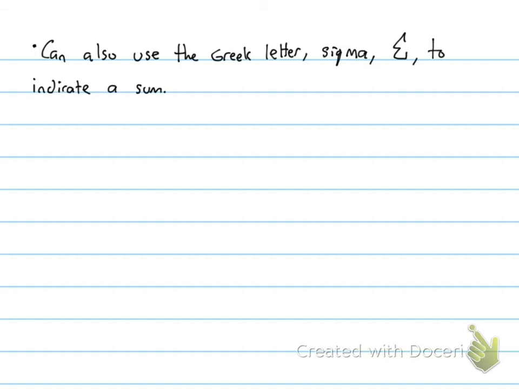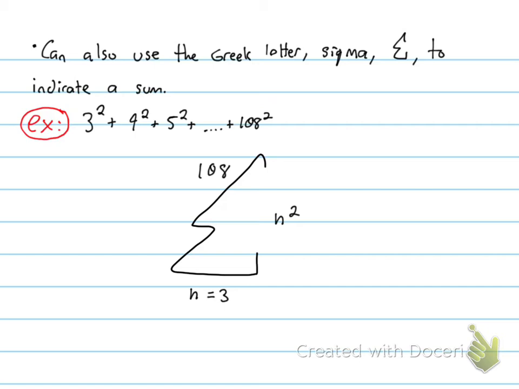Another way that we could look at these is something called summation notation. This can get a little bit confusing, so just make sure that you're taking good notes here. We use a Greek letter sigma to also indicate a sum. For example, let's say we have this sequence: 3 squared plus 4 squared plus 5 squared, going all the way up to 108 squared. If I want to represent this in sigma notation, this is how I would go about it.